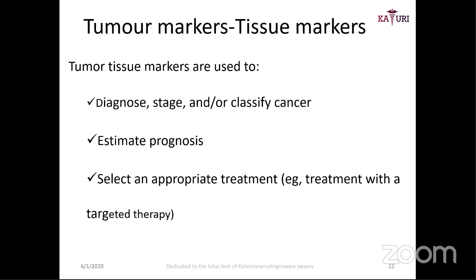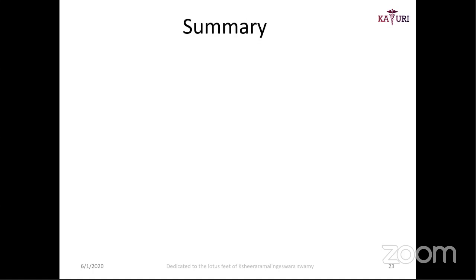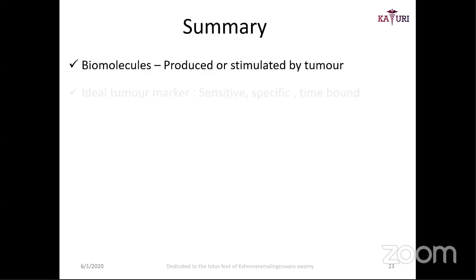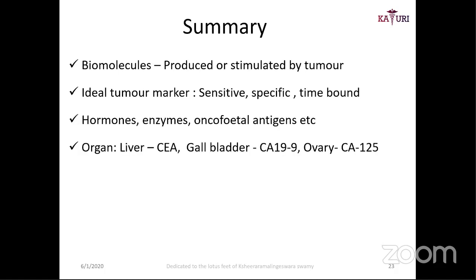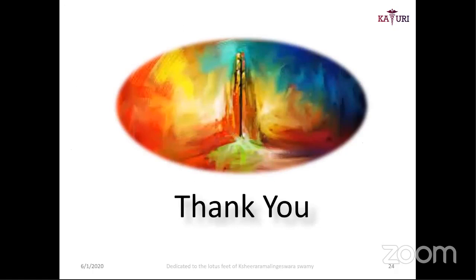And we have discussed tumor markers, which are biomolecules produced by tumors, ideally tumor specific and time bound: hormones, enzymes, and non-specific antigens; organ-specific tumor markers for organs like liver, gallbladder, and ovary; and circulating and tissue specific markers, and they have diagnostic and prognostic utility. And that's the end of the session. So if you have any doubts after the interruption in between, you can ask.